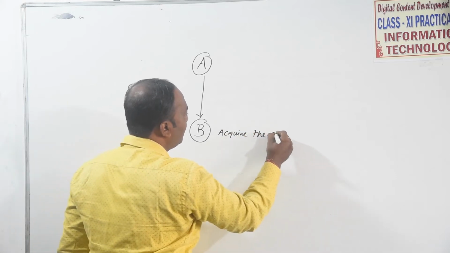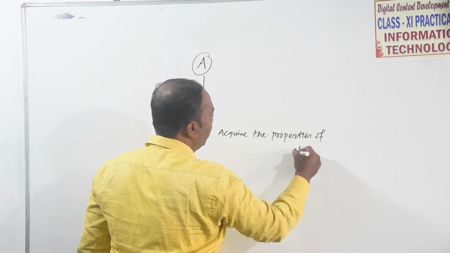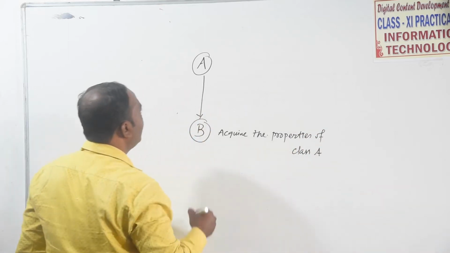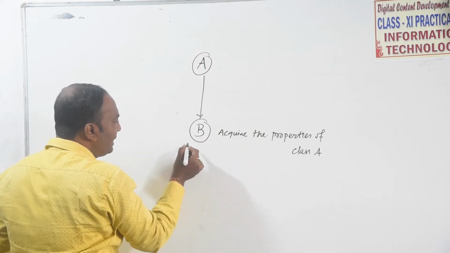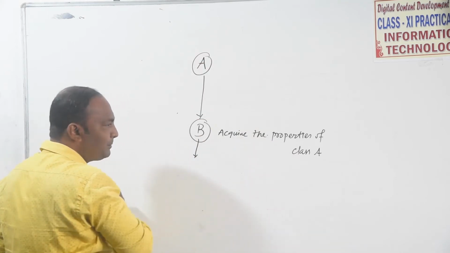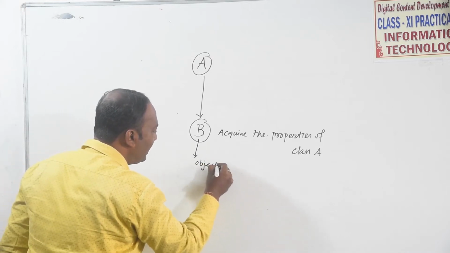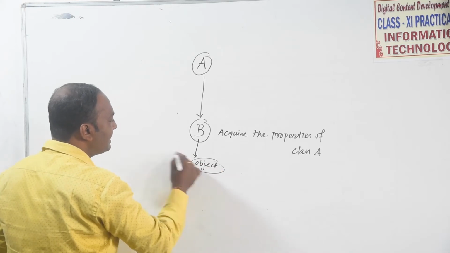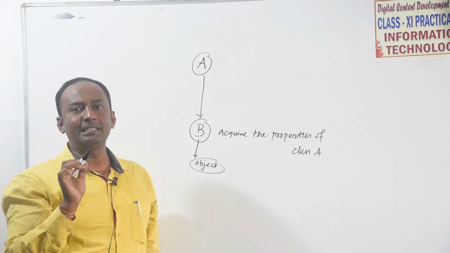That means it will acquire the properties of class A. So all the properties will be passed to class B. So if we create an object of class B, then it can access the data members and methods. We know that a class is a concept.